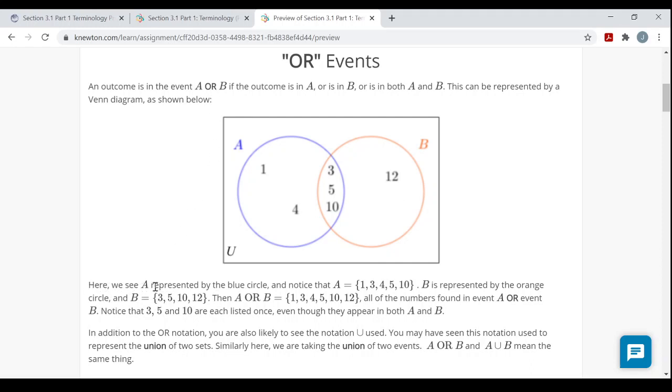Here we see A represented by the blue circle, and notice that A is the set of outcomes 1, 3, 4, 5, 10. B is represented by the orange circle, and B is the set of outcomes 3, 5, 10, 12. A or B is then the set with 1, 3, 4, 5, 10, and 12 in it, because it's all the stuff that's in A or in B or in both. Very inclusive. Notice that 3, 5, and 10 are each listed once, even though they appear in both A and B. So no need to repeat yourself.